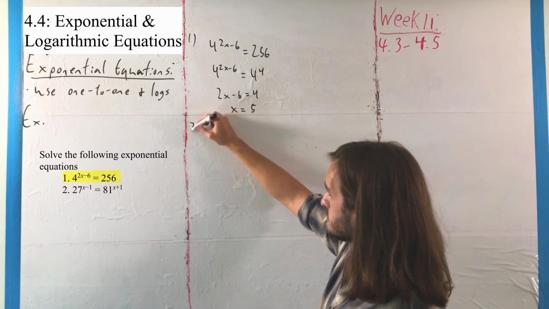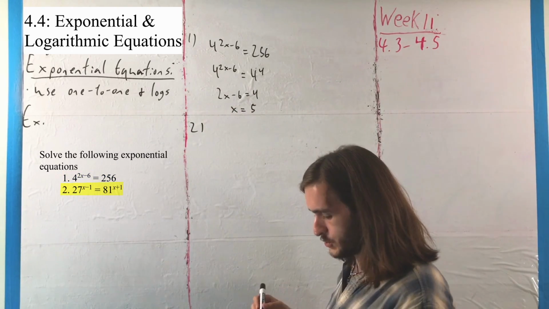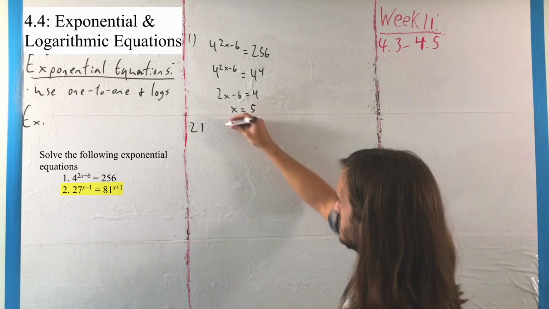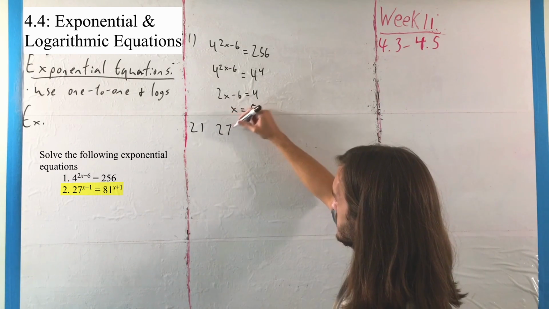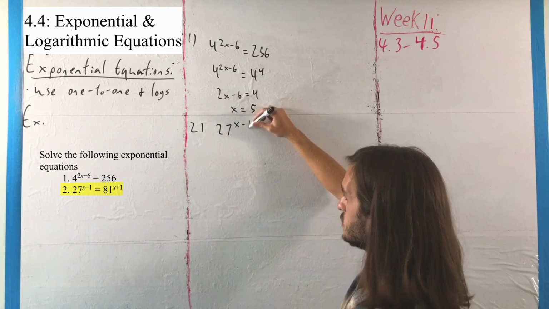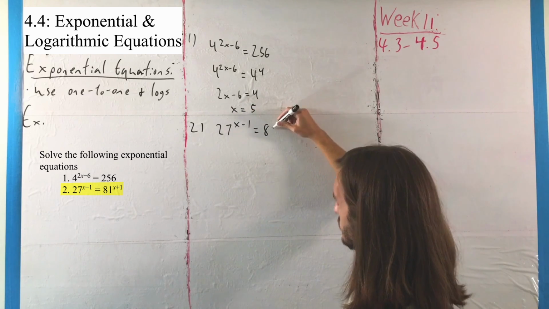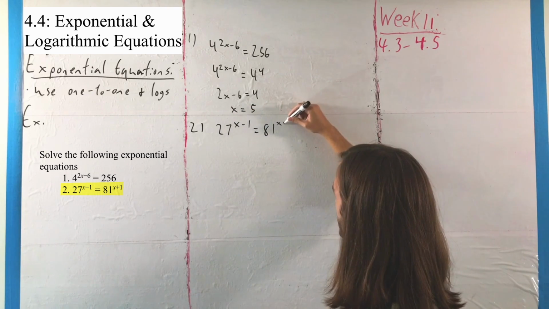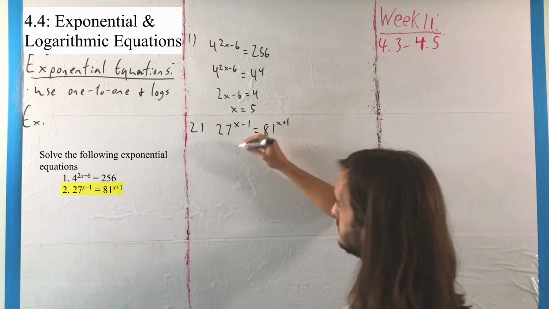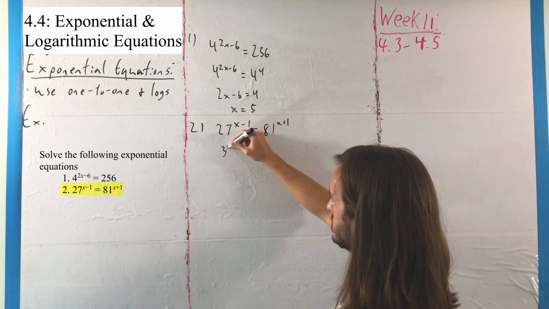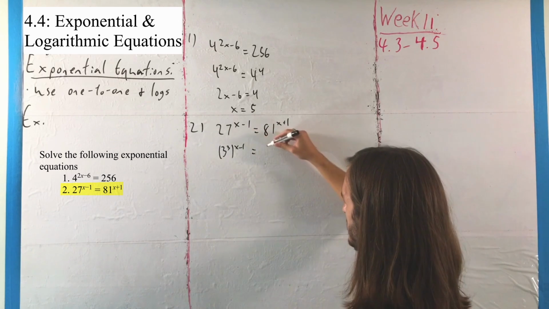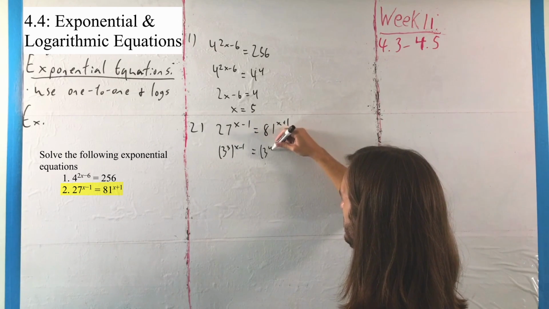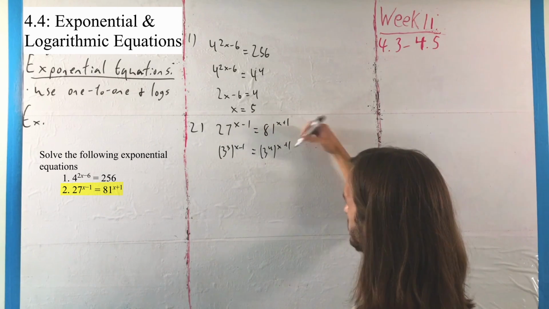Then for our second, we're going to do kind of the same thing, except it's a little bit more clever there, that we have 27 to the x minus 1 is equal to 81 to the x plus 1, and we're going to recognize that 27 is 3 cubed to the x minus 1, and 81 is 3 to the 4th to the x plus 1.